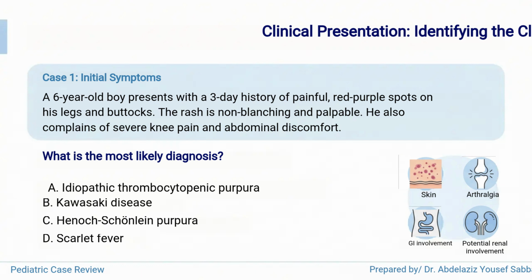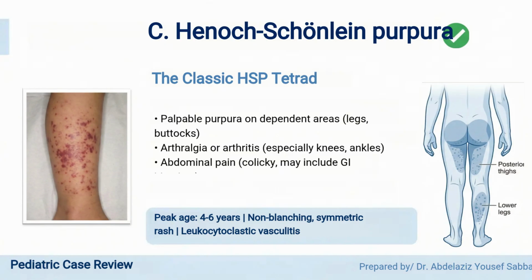Option A, idiopathic thrombocytopenic purpura. Option B, Kawasaki disease. Option C, Henoch-Schönlein Purpura. Option D, scarlet fever. The correct answer is option C, Henoch-Schönlein Purpura. This condition is defined by a classic tetrad of 4 findings that are highly characteristic.